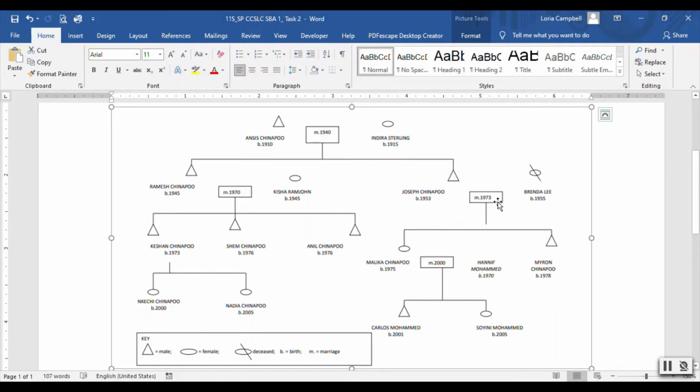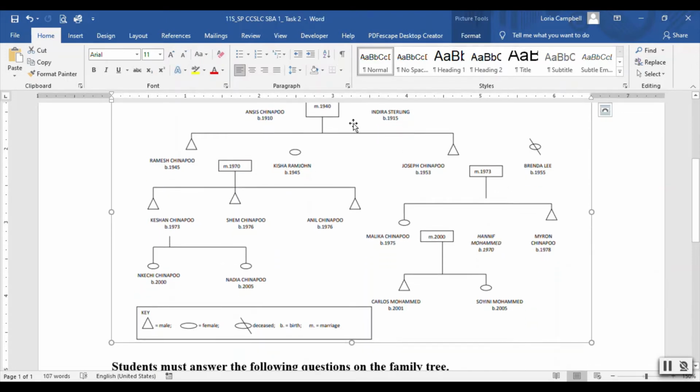Now, Joseph and Ramesh are brothers because they both have the same parents. So if Ramesh has these children over here and Joseph has these children over here, then if you are two brothers' children, you are what? Cousins. Good? So that would make the children here and the children over here cousins. In addition, since Joseph and Ramesh are brothers, anybody Ramesh gets married to, in this case Keisha, would become Joseph's sister-in-law. And Brenda would have been Ramesh's sister-in-law because she got married to Ramesh's brother. I hope that's clear and I didn't mix you up.